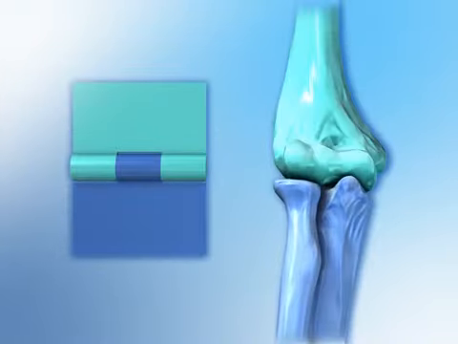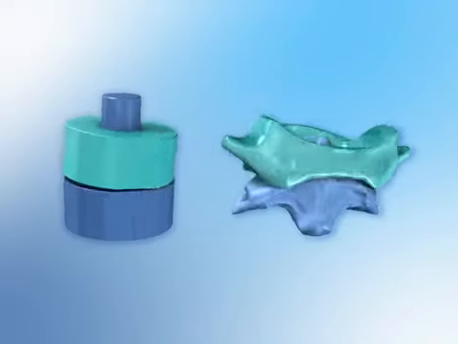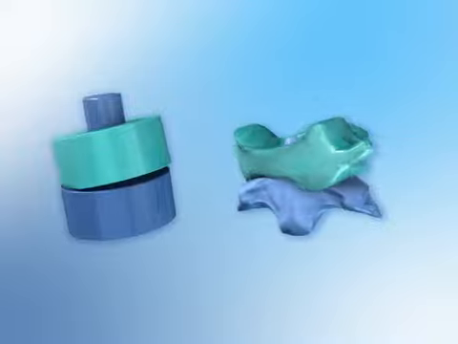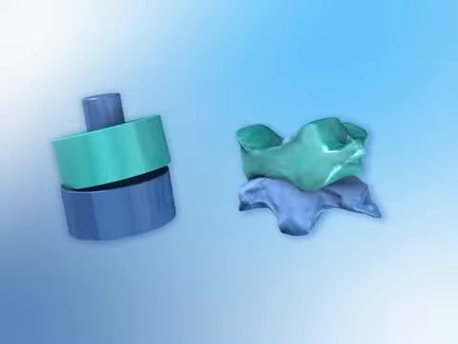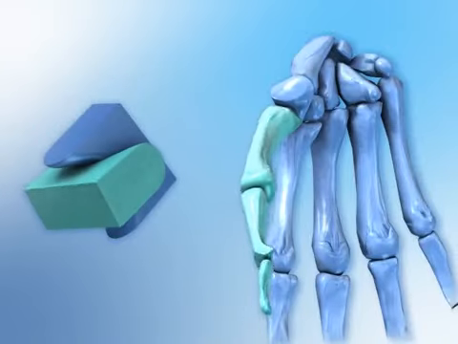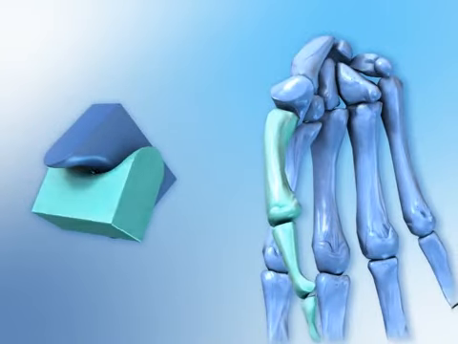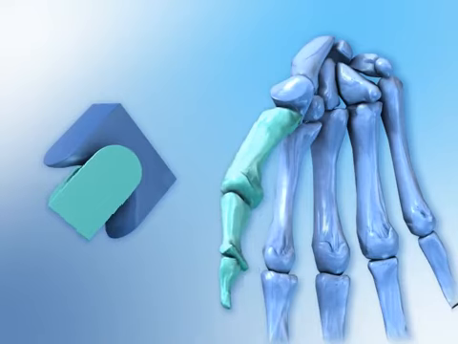Hinge joints, like the elbow, move on just one axis. These joints allow for flexion and extension. At the top of the spine, the atlas and axis form a pivot joint that allows for rotation of the head. In the hand, the thumb's saddle joint lets the thumb cross over the palm, making it opposable.